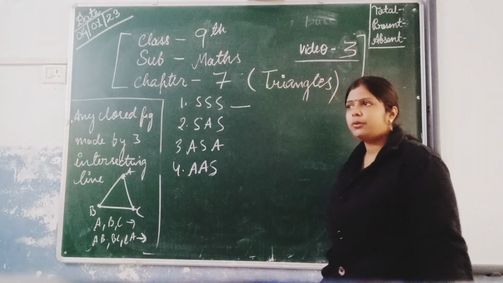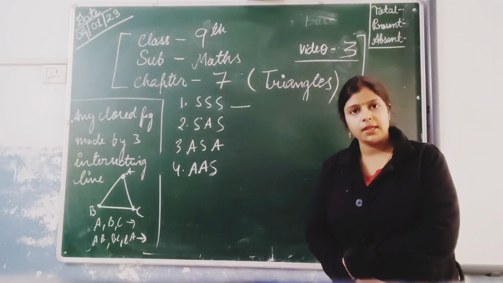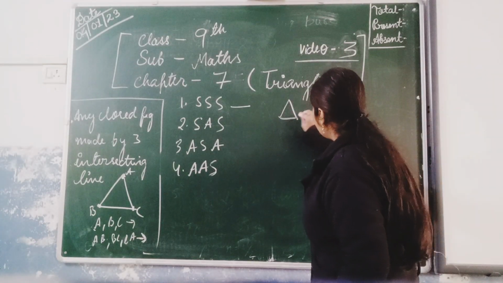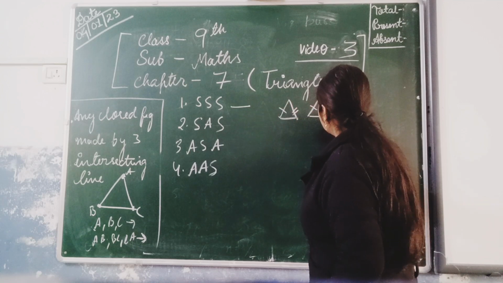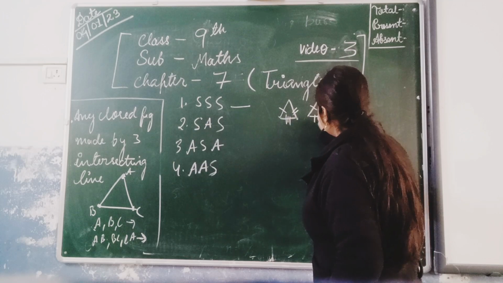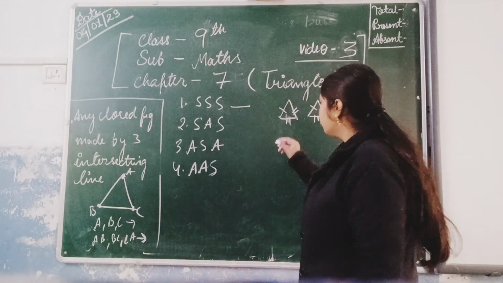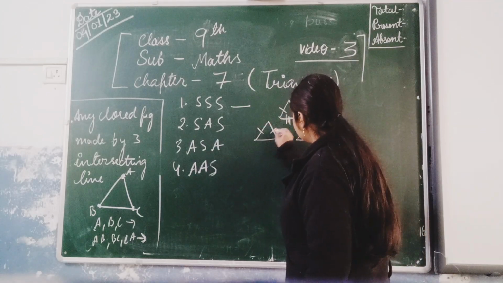What is side? When two triangles are given, they are said to be congruent by the SSS criterion where all 3 sides are equal. The figure can be shown like this. All 3 sides are equal. Okay. Second, it is side, angle, side. It means one angle is equal and two sides are equal.